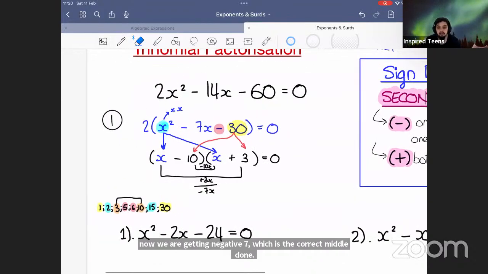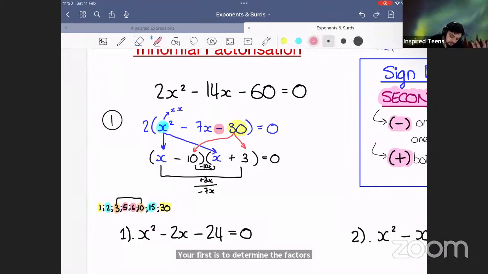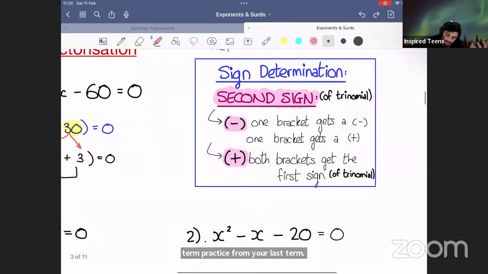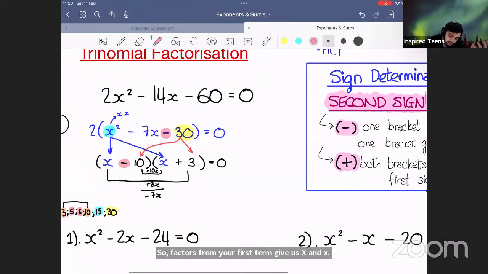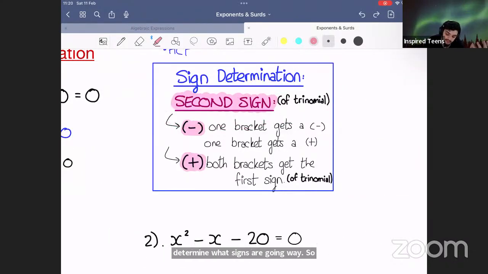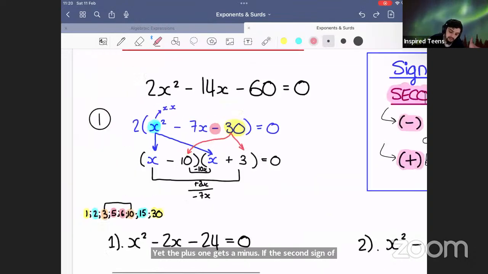So that's how you do your trinomial factorization. The first step is to determine the factors from your first term and factors from your last term. The factors from your first term gave us x and x. Then I did sign determination, so I needed to determine what signs are going where. If the second sign of the trinomial is a negative, one gets a plus, one gets a minus. If the second sign of the trinomial is a positive, both brackets get the first sign of the trinomial.